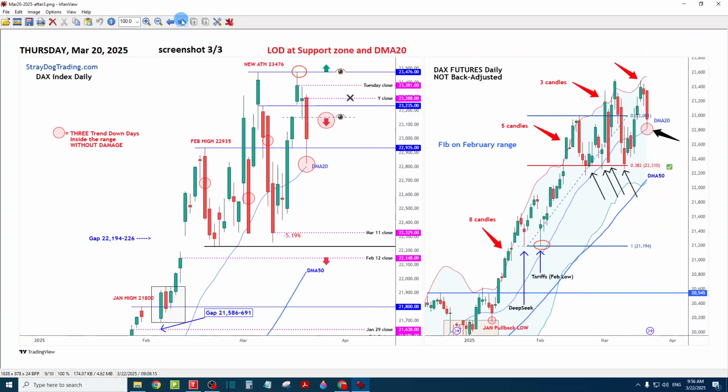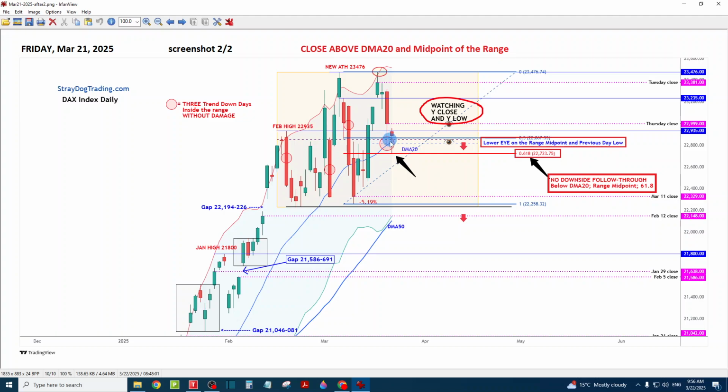Then on a Thursday we got a downside continuation, and market broke our important support zone and went down just to daily 20, coming to Friday when we have this.